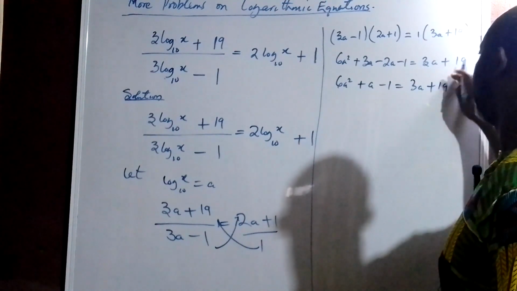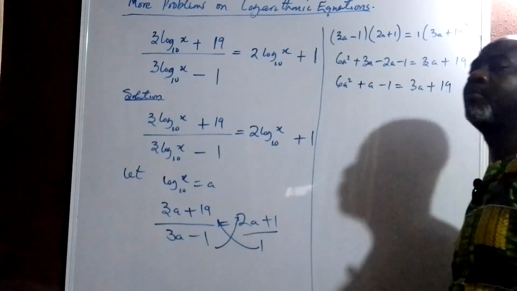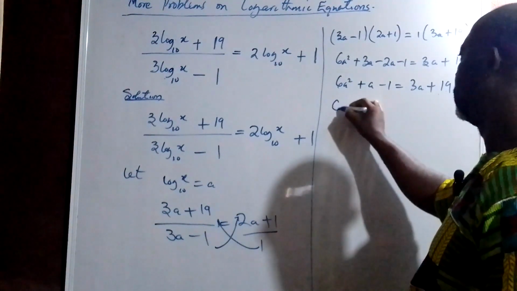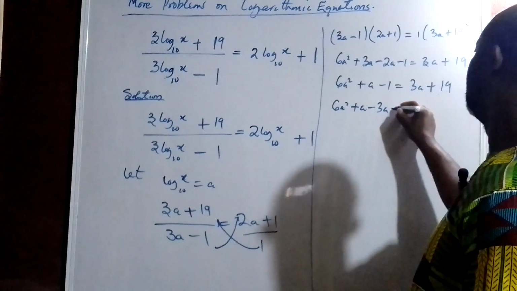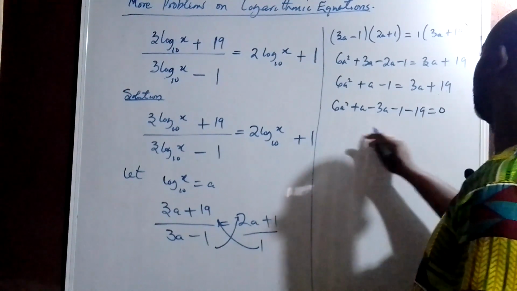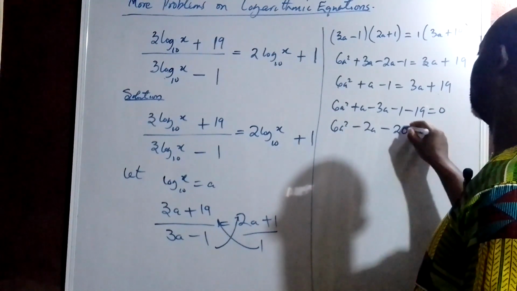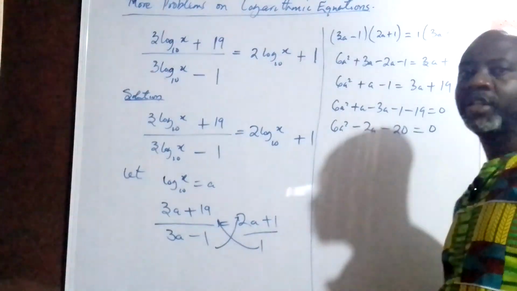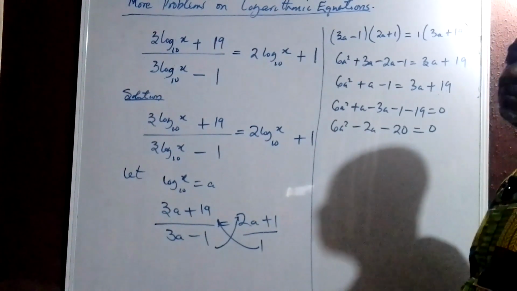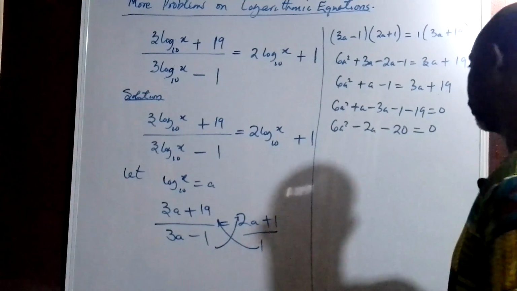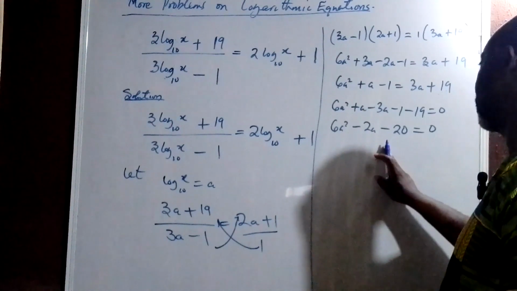Since this is quadratic, let's move all the constants and variables to the left hand side. So we're going to have 6a squared plus a minus 3a minus 1 minus 19 equal to 0. So this will give us 6a squared minus 2a minus 20 equal to 0. So we can reduce this, since all the terms have even numbers, we can simply divide by the lowest even number, which is 2.